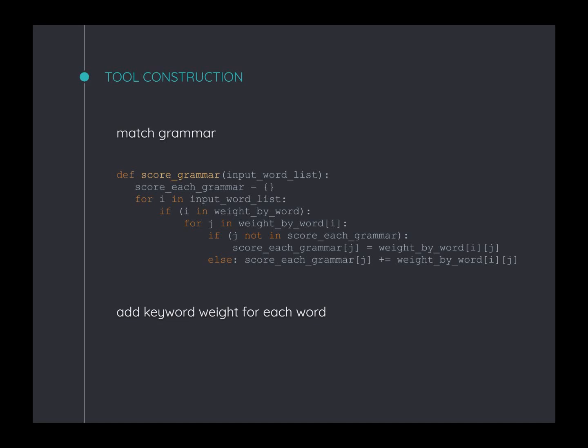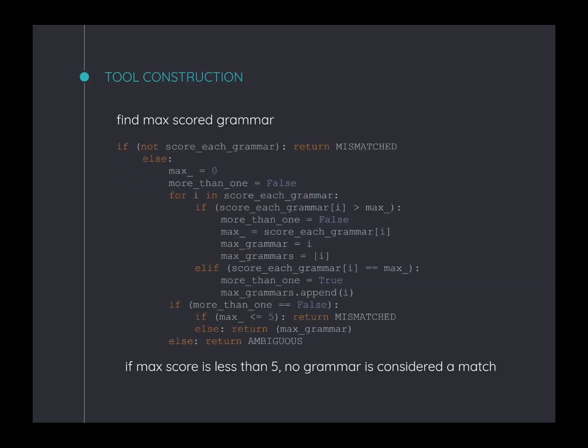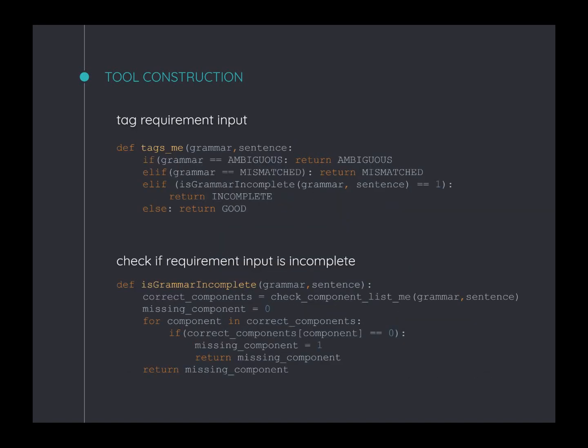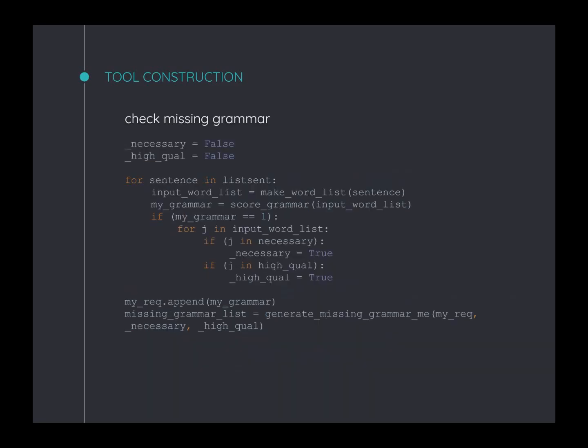Basically, we calculate a score for each grammar. Then, if there is more than one grammar with max score, the input is ambiguous. If there's only one, but the max score is not more than 5, it's mismatched. After that, we check if the input is incomplete or not. Then, after we tag each requirement, we check if all of them cover all of our grammars.